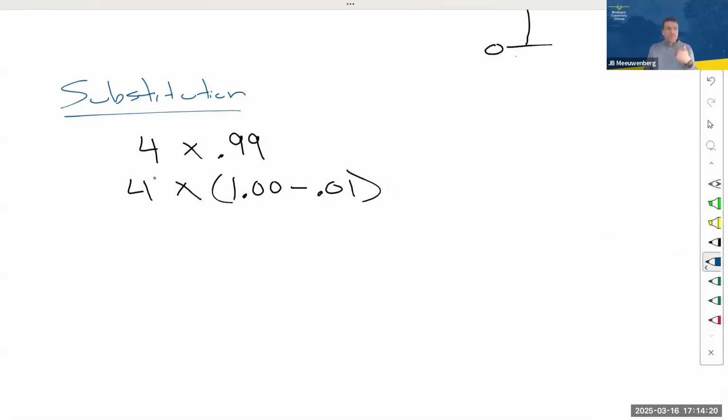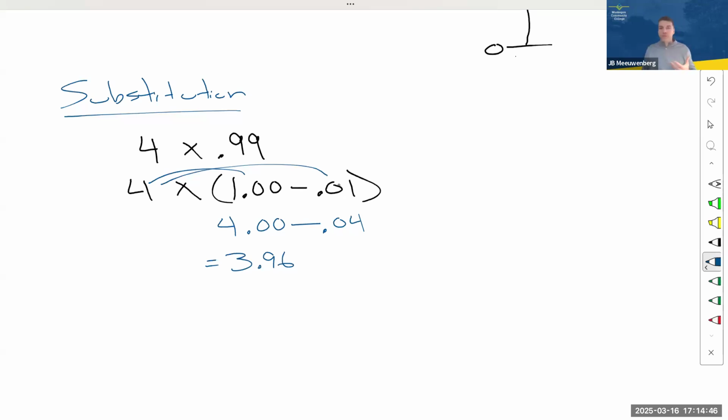Then you distribute: 4 times 1 is 4, or 4.00, minus 4 times 0.01 is 0.04. If you think about it in terms of money, it's $4 minus 4 cents. And that is something you can maybe do in your head. Say we're left with 3.96.